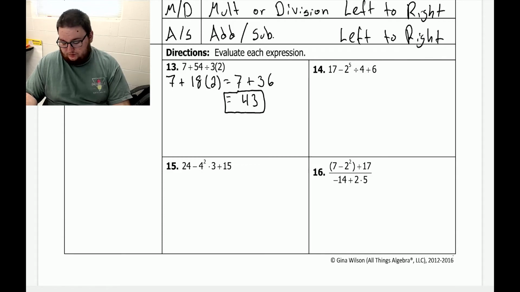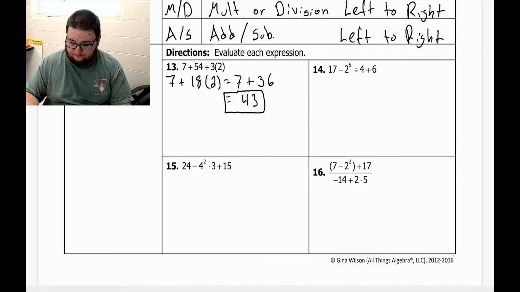For number 14, we have 17 minus 2 to the power of 5 divided by 4 plus 6. So, first thing we're going to do is look for parentheses. Since we don't have any parentheses, we can move on to exponents. This time we do have exponents, and it's 2 to the 5th.